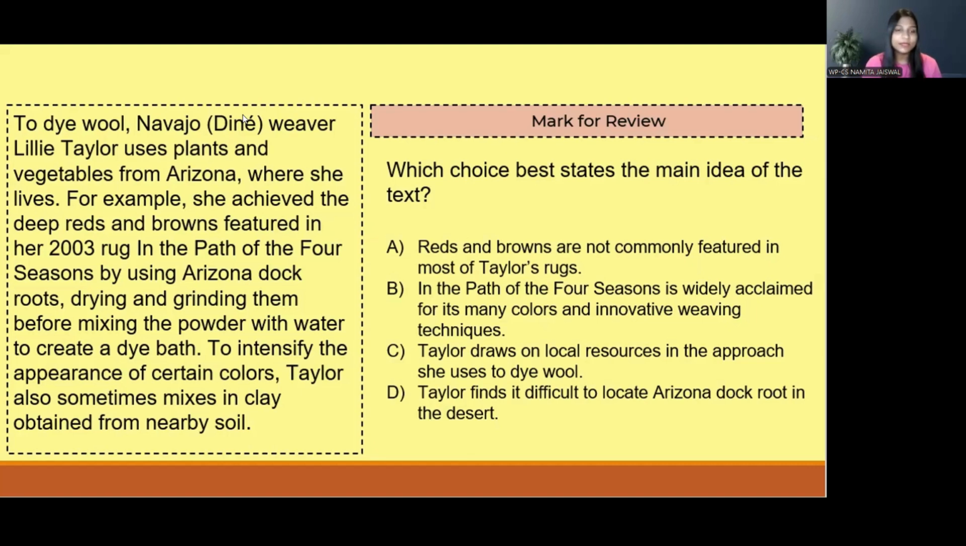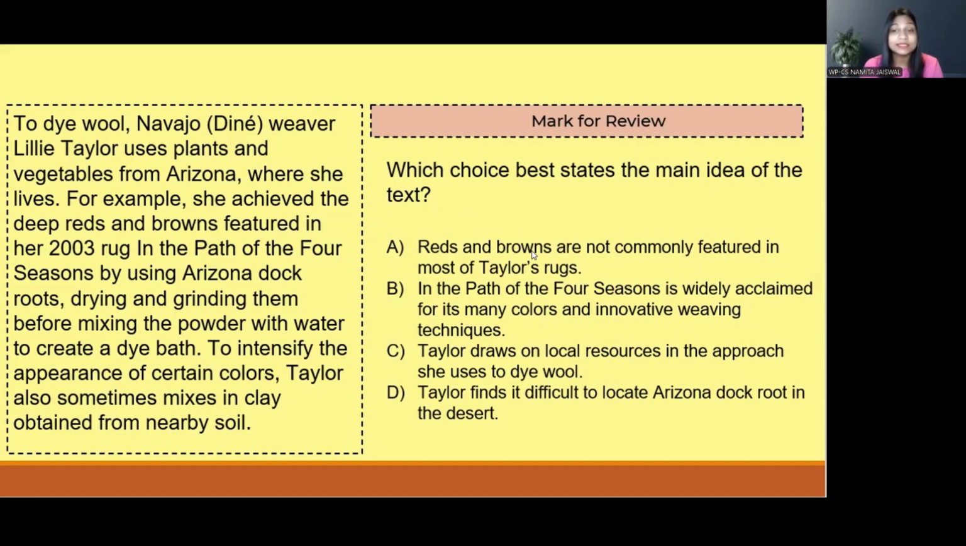Now, what is the main idea here? So, Lily Taylor here uses natural materials from Arizona. You're getting this? Now, such as plants, vegetables, and clay to create what? To create dyes for her wool rugs. Now, let's look into the options. Now, option A.